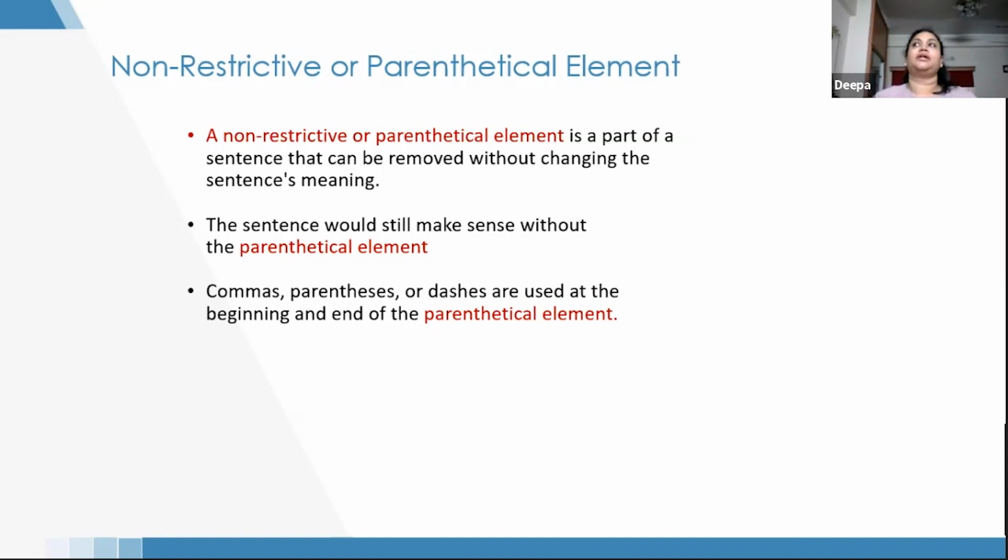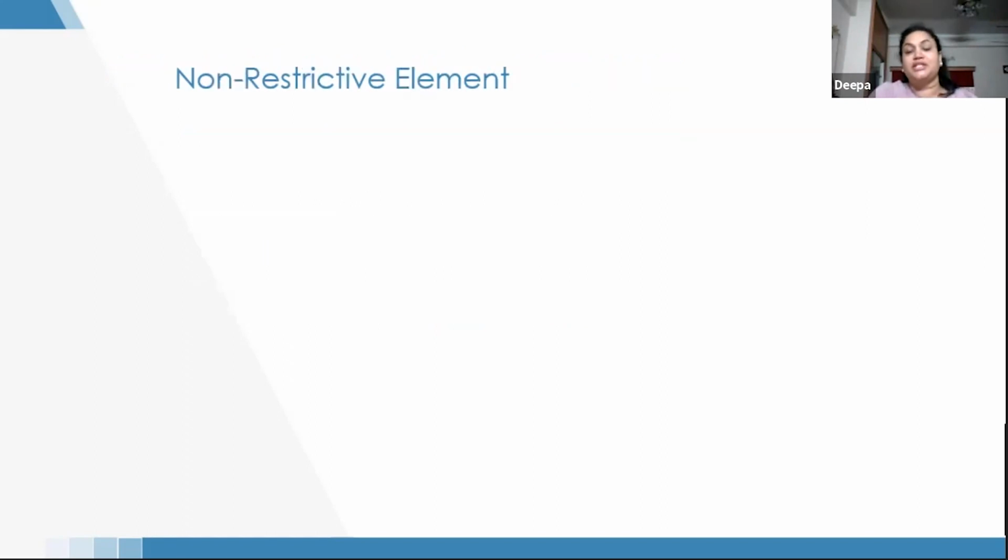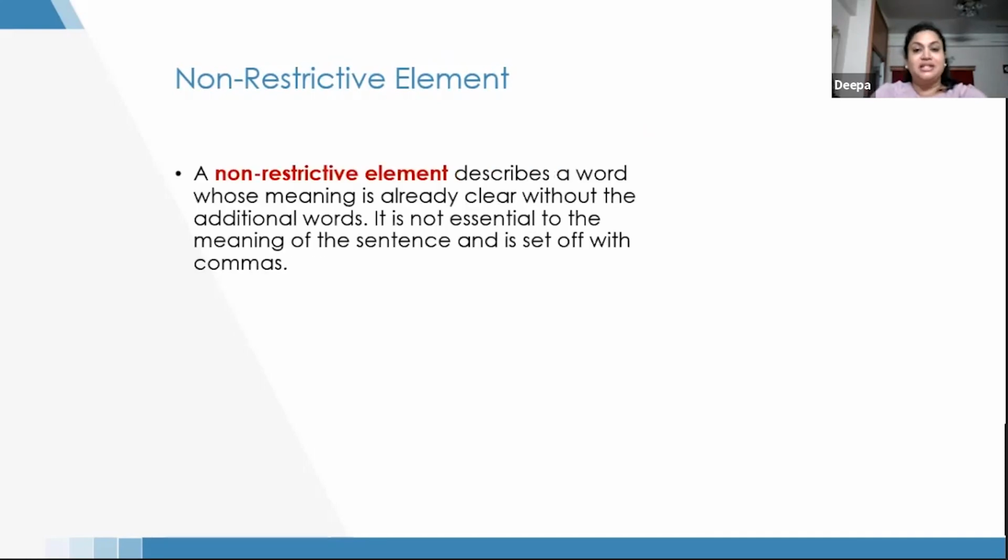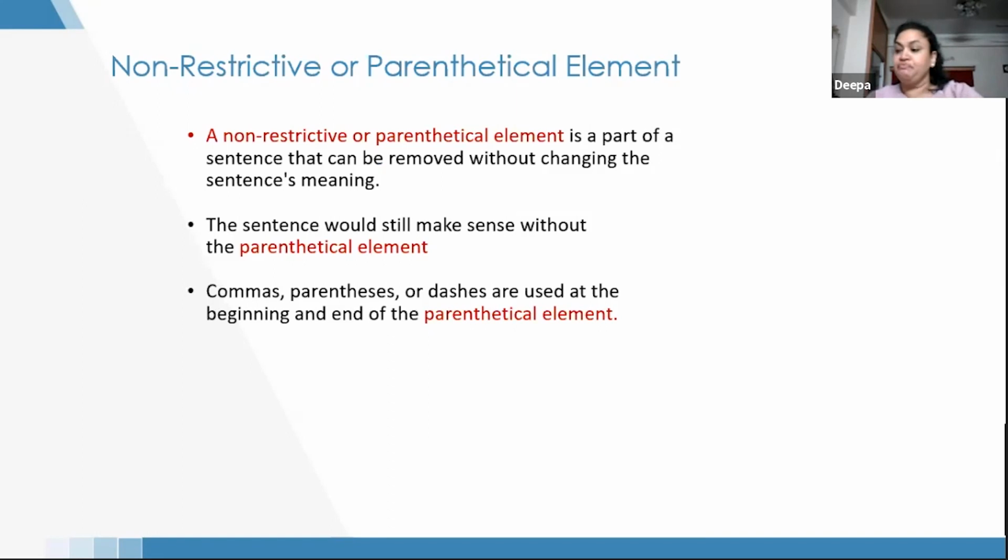So basically, we are going to use parentheses. There are brackets and commas and dashes at the beginning and the end of the parenthetical element. So even if this part is removed, the sentence still makes utmost sense. Let's first stick to the non-restrictive element. Here I would like to emphasize that commas, parentheses, and dashes are used at the beginning and at the end of the element. This is the most important one.